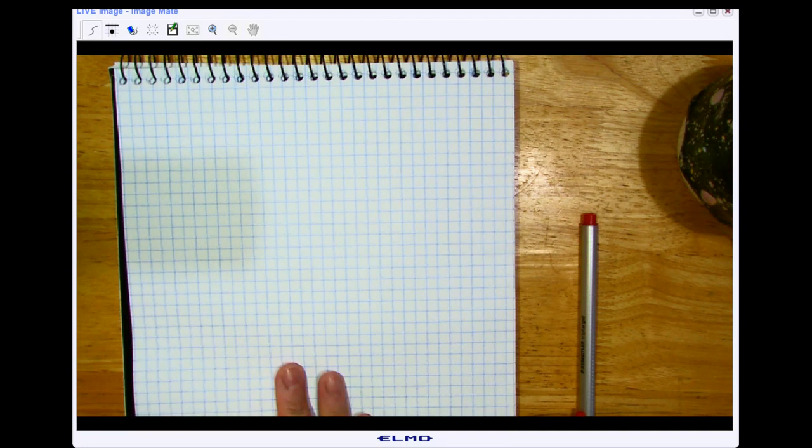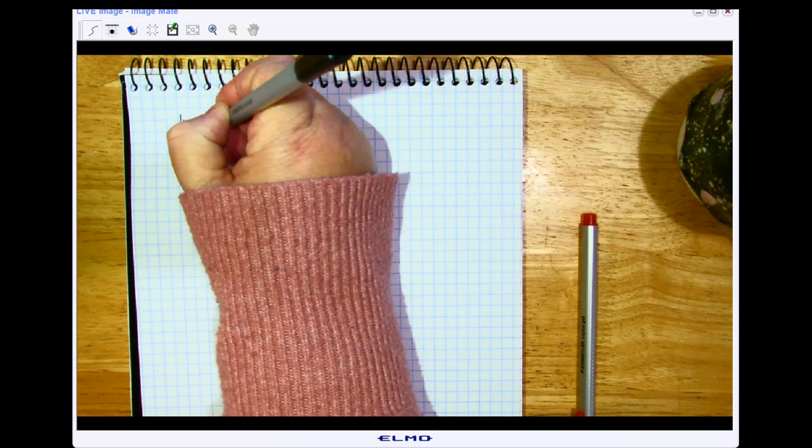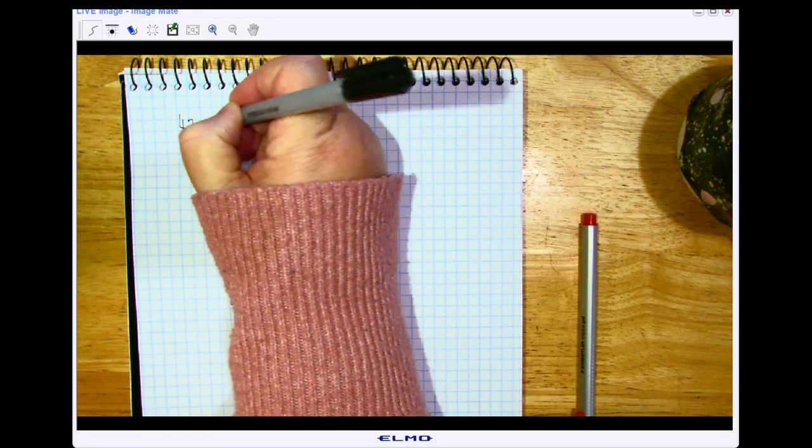But I'm just going to go ahead and start with section 4.3. 4.3 is logarithmic functions.